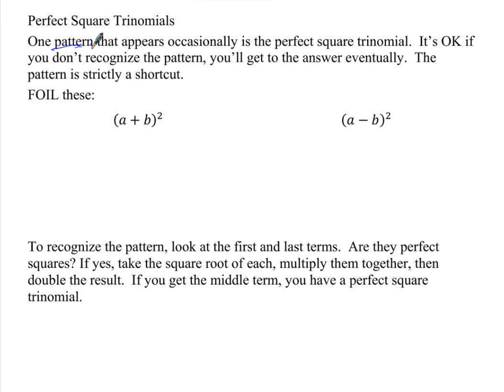If the pattern is there, then you can factor it using the shortcut. If the pattern is not there, you cannot force the pattern onto something that is not a perfect square trinomial. You'll instantly get the problem wrong. So you have to check to see if the pattern is there first. If it is, you can use it. If it's not, then you can't. If you don't remember the pattern, then don't bother trying to think about it. Just factor it the way we have been factoring.